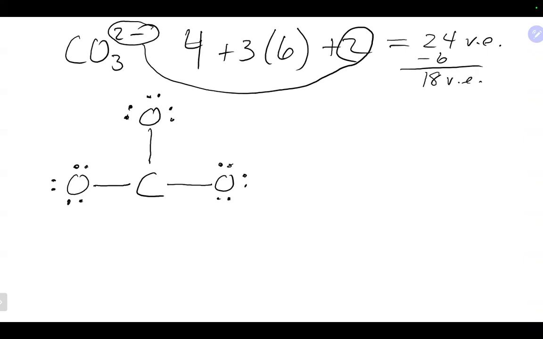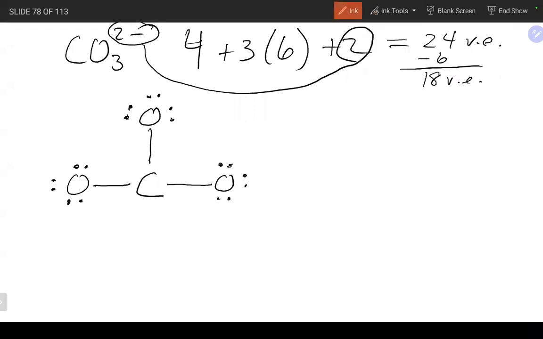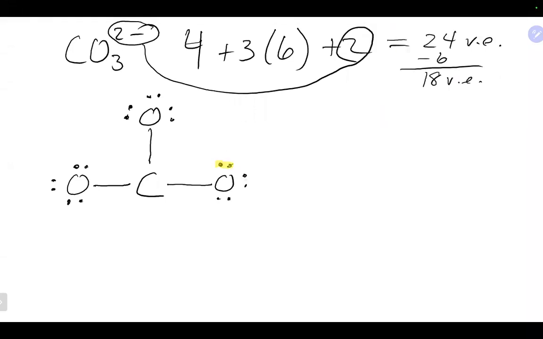Oxygens have how many electrons around them? Oxygens do have 8. 2, 4, 6, and 8. All the oxygens are identical. How many does carbon have? 2, 4, and 6. So this did not meet the octet rule. I need to fix it.